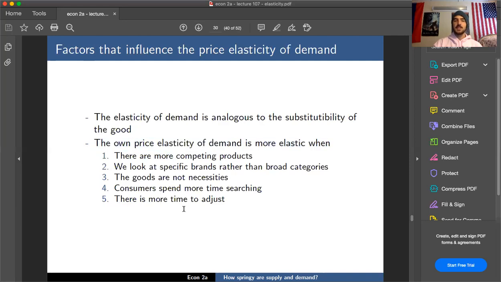The own price elasticity of demand is more elastic when there are more competing products. We look at specific brands rather than broad categories. The goods are not necessities, so you don't need them. Because if they were necessities, why would you be affected by an increase in price? Say that you needed to buy gas because you work 50 miles away. You're not going to stop buying gas because of the increase in price. You're going to need to get where you're going, so you're going to buy gas no matter what the price is. Consumers spend more time searching.